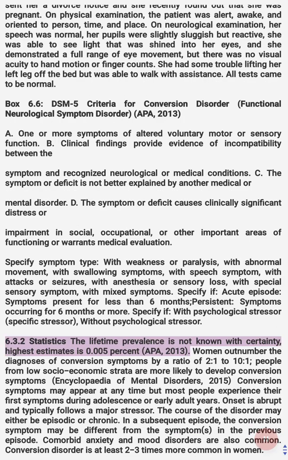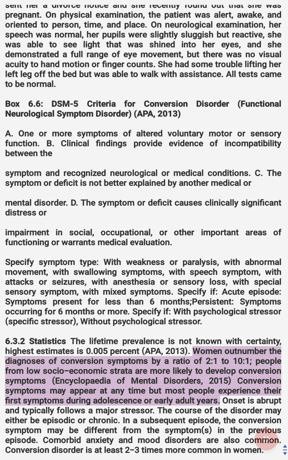6.3.2 Statistics. The lifetime prevalence is not known with certainty, with the highest estimates at 0.005%, APA, 2013. Women outnumber men in the diagnosis of conversion symptoms by a ratio of 2 to 1 to 10 to 1. People from low socioeconomic strata are more likely to develop conversion symptoms. Encyclopedia of Mental Disorders, 2015.